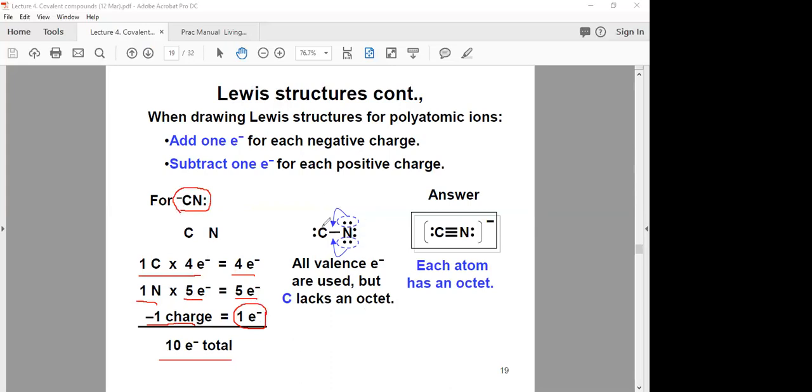All right, so let's look at carbon and nitrogen with just a single covalent bond between them. Does this work? That means that carbon is surrounded by how many electrons? How many valence electrons? Only 4, so it's lacking that octet. What about nitrogen? I'll just clear. Nitrogen is surrounded by 2, 4, 6, 8, surrounded by 8.